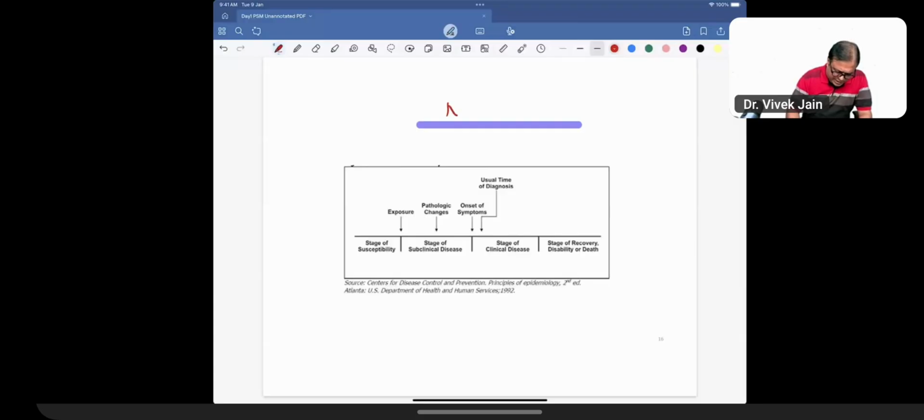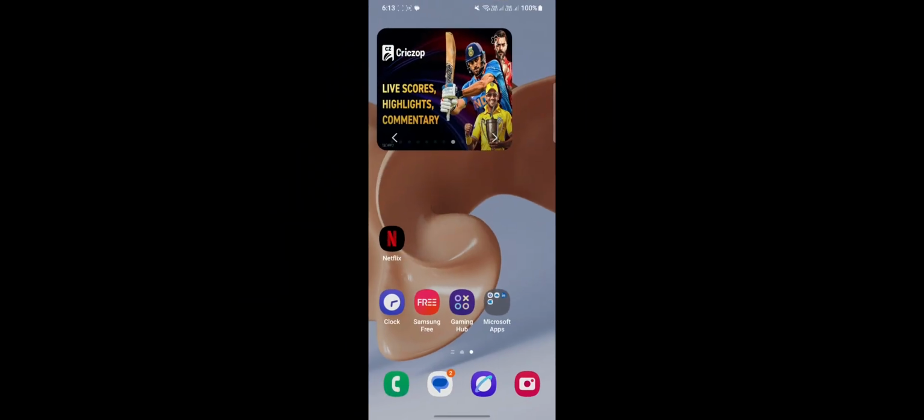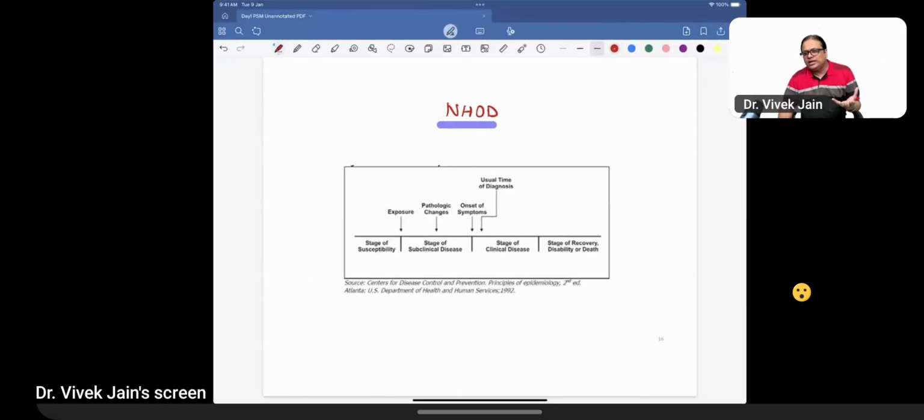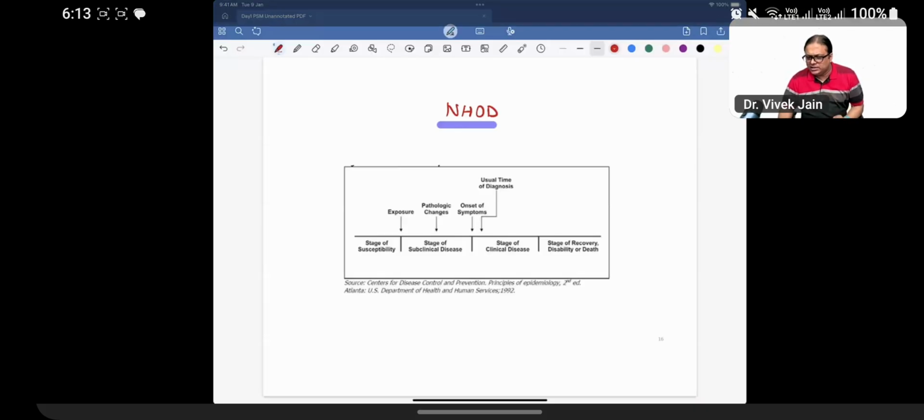Yes, this is the natural history of disease. Anyone, what is the meaning of natural history of disease? Natural history of disease is the progression of a disease without intervention. So if you don't try to treat a person, what will happen? Will he die? Will he develop disability? Or will he spontaneously recover? Like when we look at the natural history of COVID-19, 99% of people recovered on their own. Only 1% died. Case fatality rate is 1%.